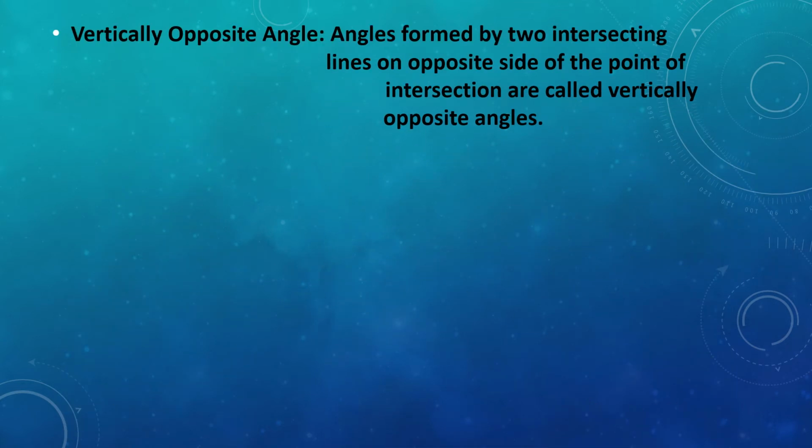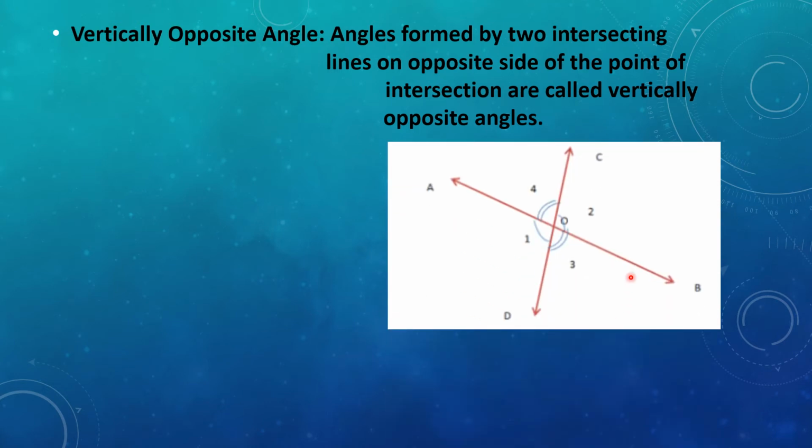Next, what are vertically opposite angles? Angles formed by two intersecting lines on opposite sides of the point of intersection are said to be vertically opposite angles. Let's understand this through examples. Here you can see that line AB and line CD intersect at O. So, the angles formed on the opposite sides would be vertically opposite angles. Here angle 4 and angle 3 are vertically opposite angles and angle 1 and angle 2 are vertically opposite angles.